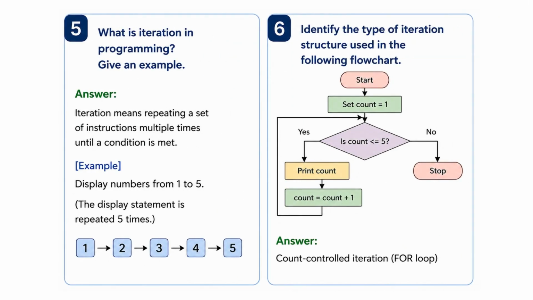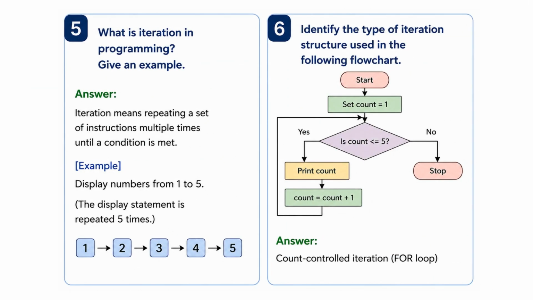In this slide, we are studying iteration. Question 5 asks, what is iteration in programming? Iteration means repeating a set of instructions multiple times until a condition is met. Instead of writing the same command many times, programmers use loops to repeat actions automatically. The example given is displaying numbers from 1 to 5. The display statement runs 5 times, once for each number.